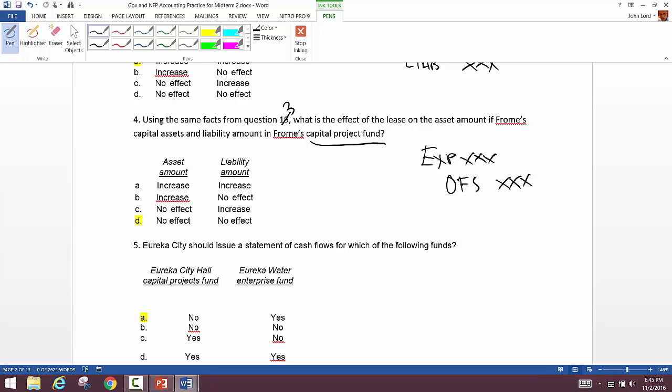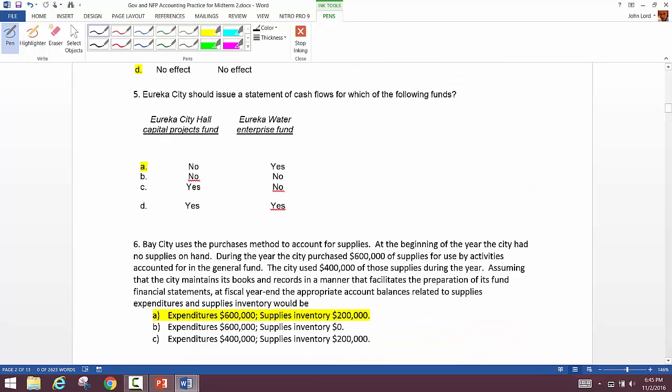Let's take a look at this next one. Stop me if there's a question. Eureka City issues a statement of cash flows for which of the following funds? Who prepares a statement of cash flows? Proprietary funds only, right? The internal service fund, the enterprise fund? Nobody else does, right? So the answer is what? Capital project fund is a no. Enterprise fund is a yes.